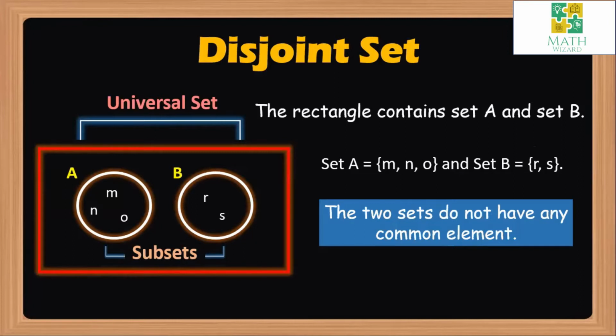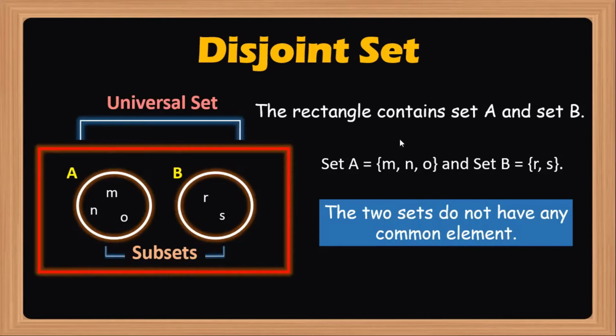There's no common element. When we talk about disjoint, ang ibig niya lang sabihin is the two sets do not have a common element. So mapapansin natin for set A, we have letters M, N, and O. For set B naman, we have the R and letter S. So there are no common elements between A and B.